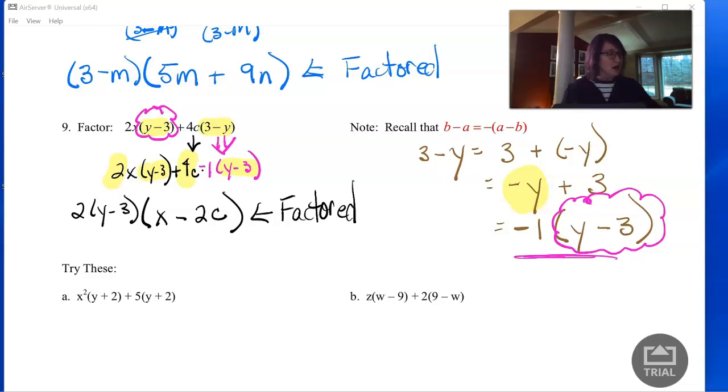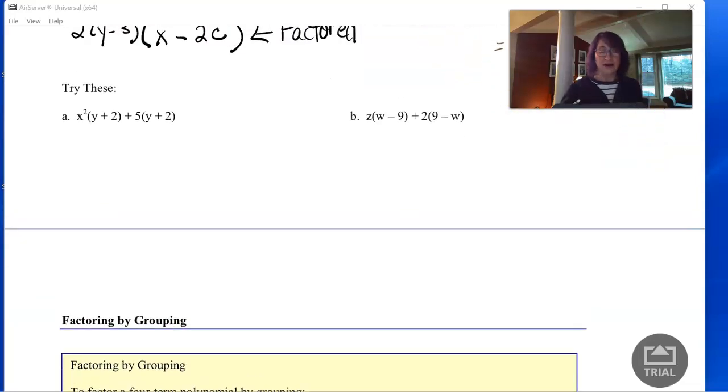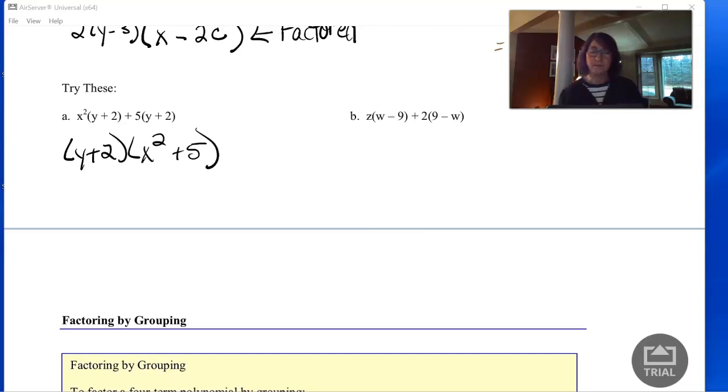Okay? All right. You try these next ones. So out of these two, for A, you're going to take out a y plus 2, and then you're left with x squared plus 5.